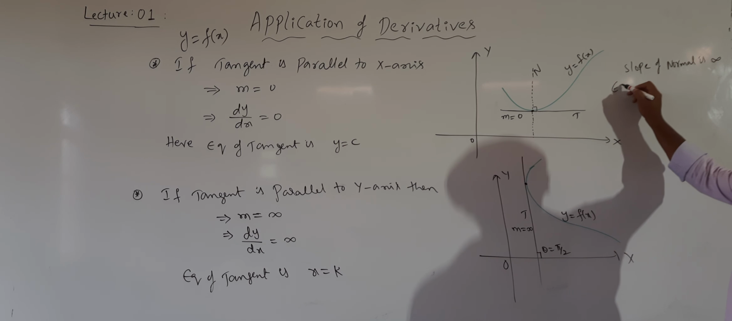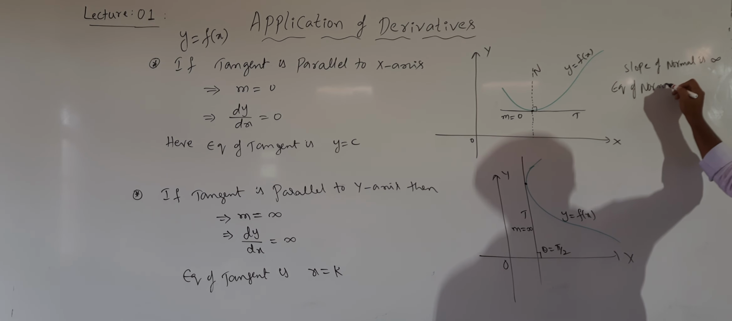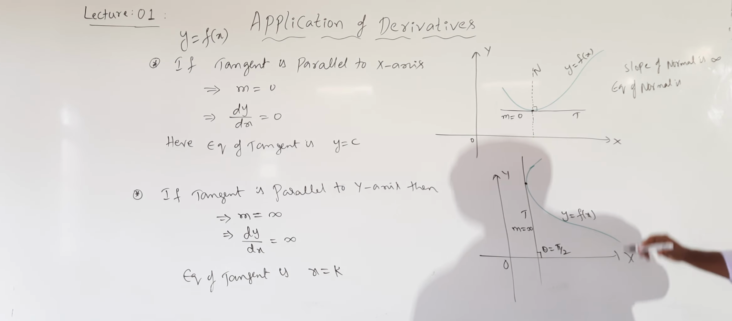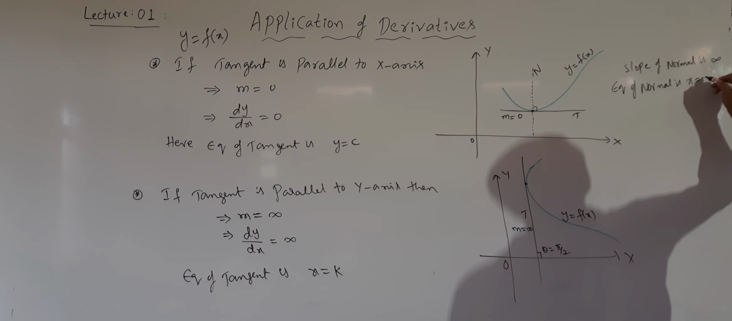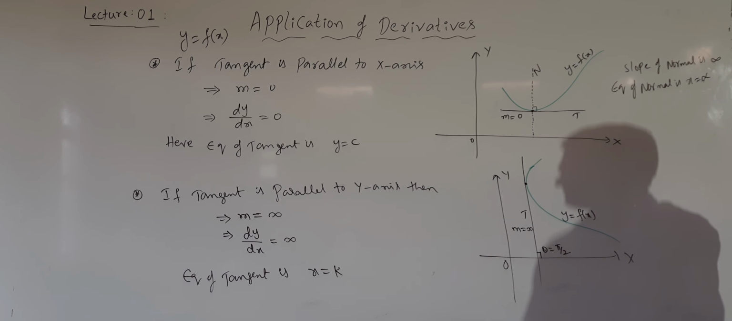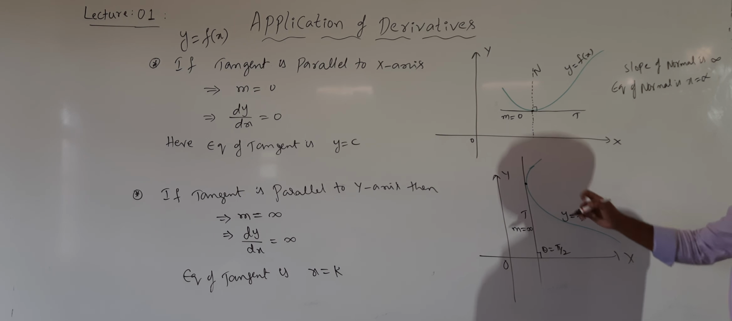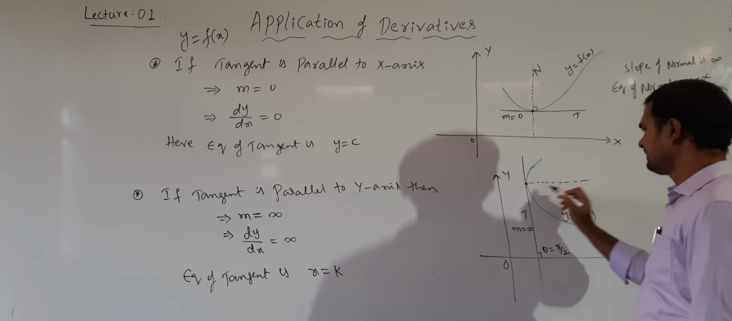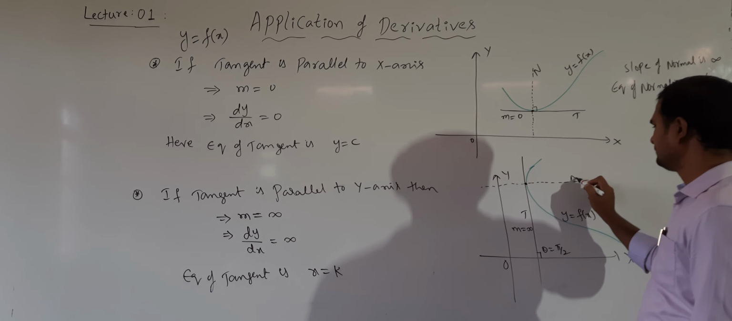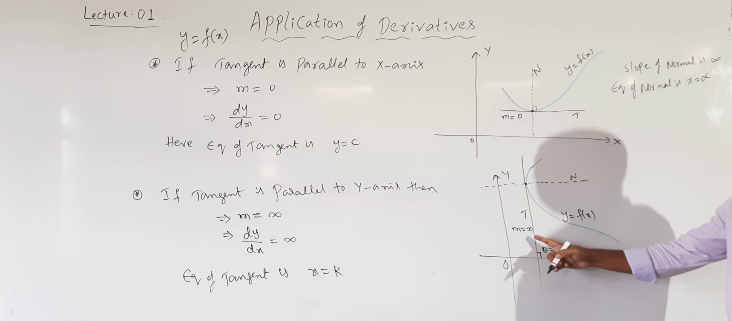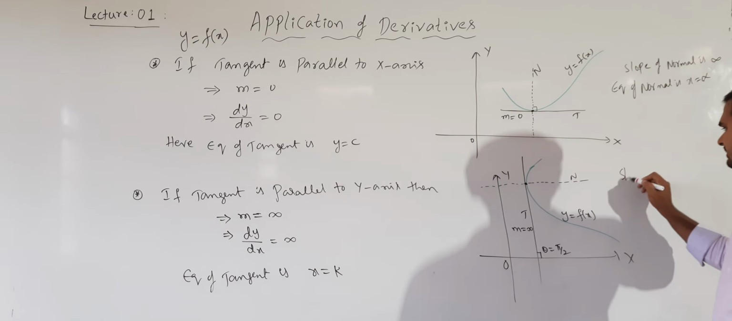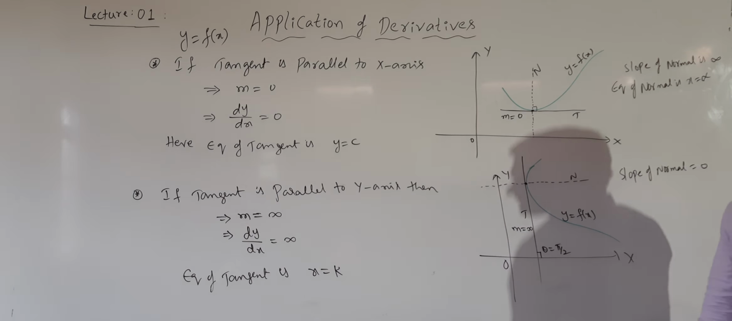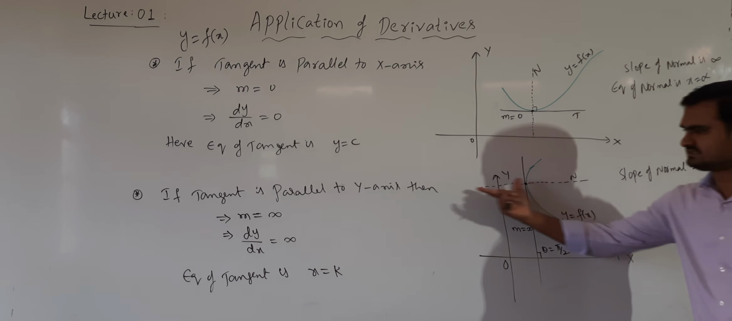And what is the equation of normal here? Since the normal is a vertical line, the equation is x equal to some constant, x equal to alpha. Similarly, when the tangent is vertical, the normal line will be horizontal. If the slope of tangent is undefined, the slope of normal will be 0, because the normal is a horizontal line.